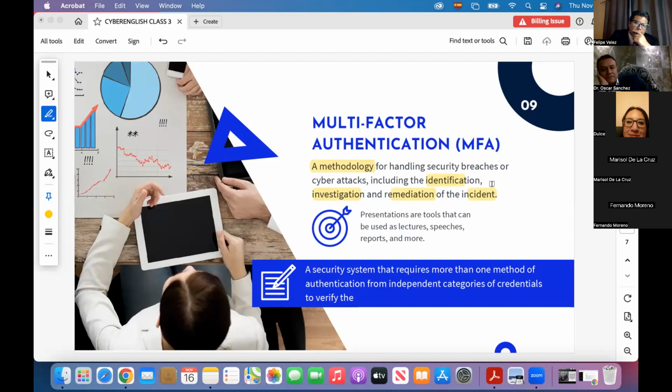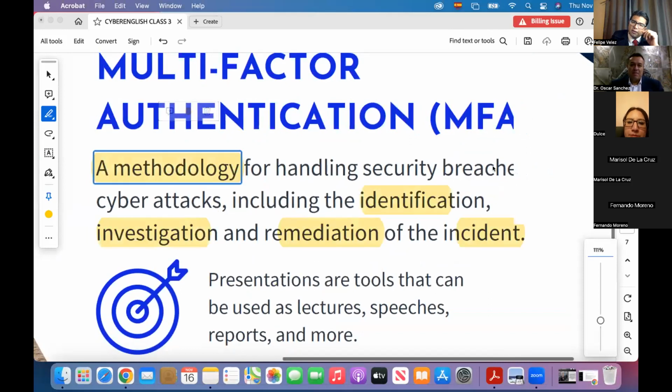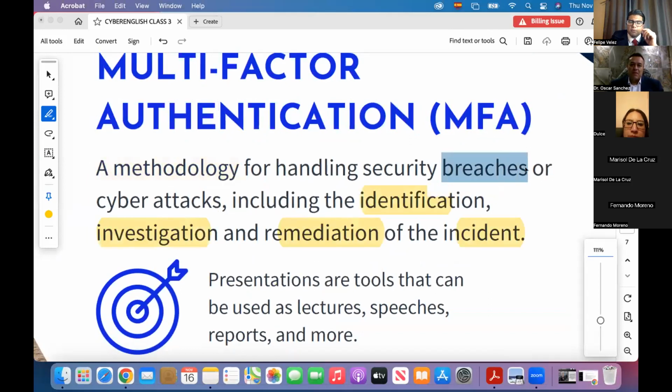Ok, vamos, Oscar. A methodology for handling security. You're pronouncing in Spanish. Methodology is Spanish. This is English. Methodology. Again. Methodology. Very good. A methodology for handling security breaches or cyber attacks. Breaches. Hold on. Again. A methodology. Breaches. Everybody, repeat after me.